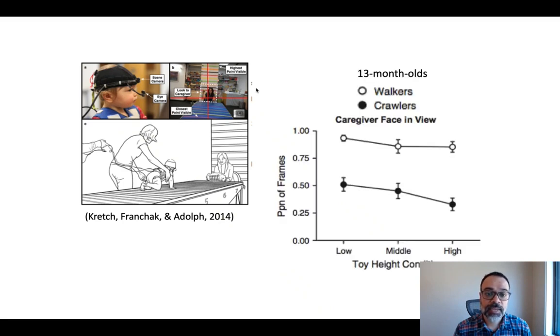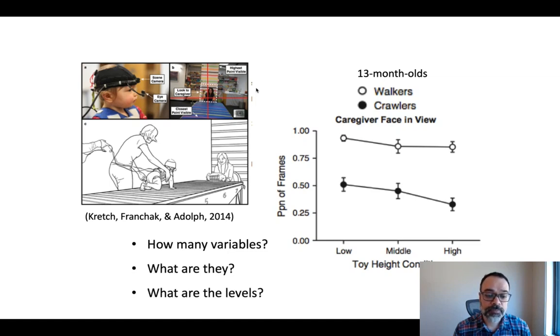This figure shows across the x-axis, going from left to right, whether the toy was at low, middle, or high position. On the y-axis, the proportion of frames that the infant was looking at the caregiver, and the different colored dots show whether they are walkers or crawlers. So I want you to ask yourself, how many variables are depicted in this figure? What are the variables? And what are the levels of each of these variables?